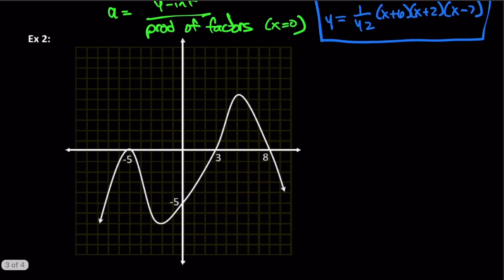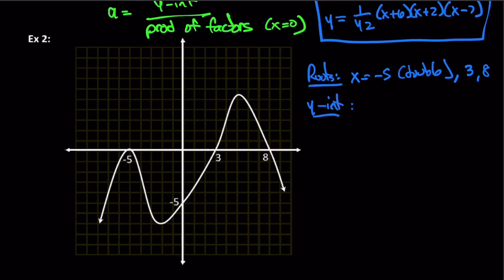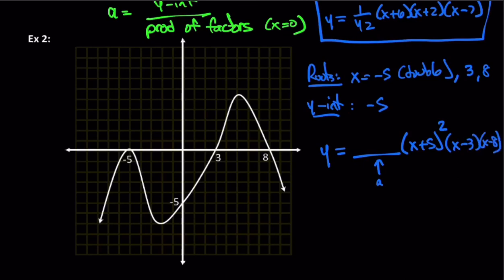Example 2. Let's identify our roots. X equals -5, and notice that's a double. 3 and 8. Y-intercept, -5. Okay, so let's start building the equation. Y equals your value of A times x plus 5 squared, again because that's a double root, so you gotta square it, times x minus 3 times x minus 8.